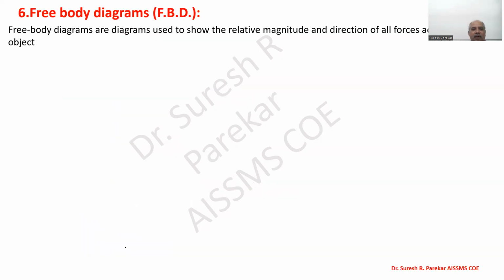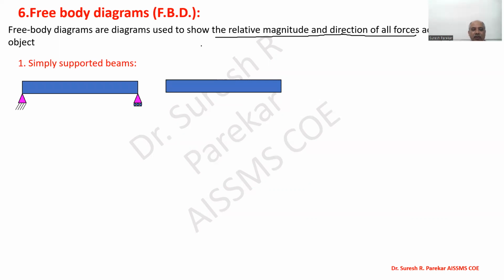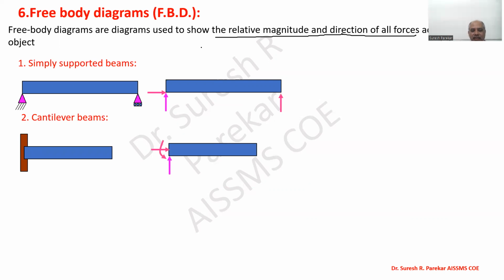And then we have the last topic, the free body diagram. What is a free body diagram? It simply shows the relative magnitude and direction of all forces acting upon the object. It means if we have supports, we have to remove them and show the appropriate reactions. And that we are going to call the free body diagram. For a simply supported beam, you have to remove the simple support and show two reactions, and remove the roller support and show a single reaction. If you have a cantilever beam, remove the support and show three reactions.